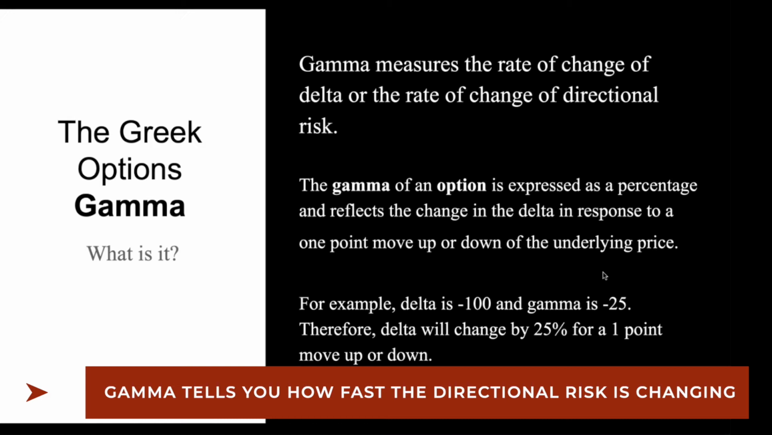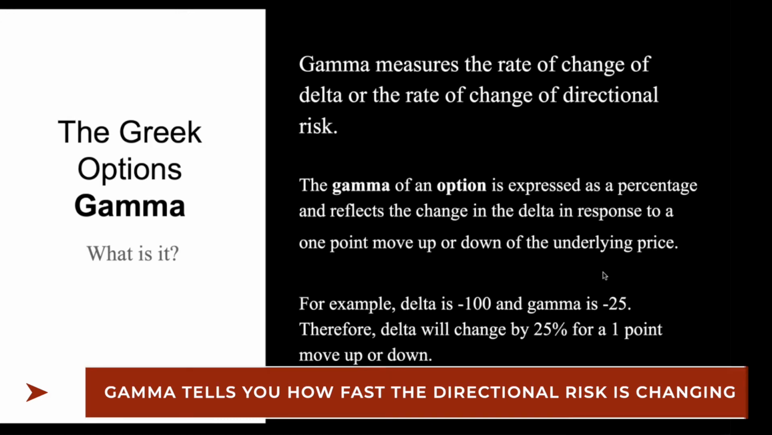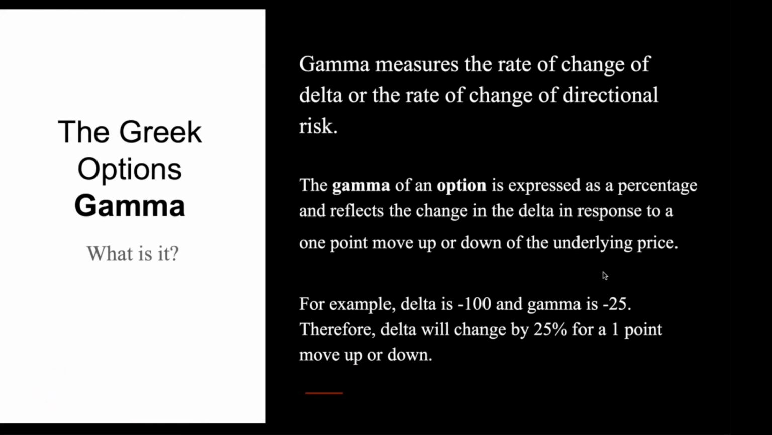Is it going 100 miles an hour? Is it going the speed limit of 55 or 65, whatever, depending on where you're at? How fast is your directional risk changing? Gamma of an option is expressed as a percentage, and it reflects the change in delta in response to a 1-point move up or down on the underlying price. So once again, it's that 1-point move. That 1-point move is important to understand how to measure your portfolio. What's happening to your portfolio if something goes up 1 point or goes down 1 point? Where does your directional risk lie?